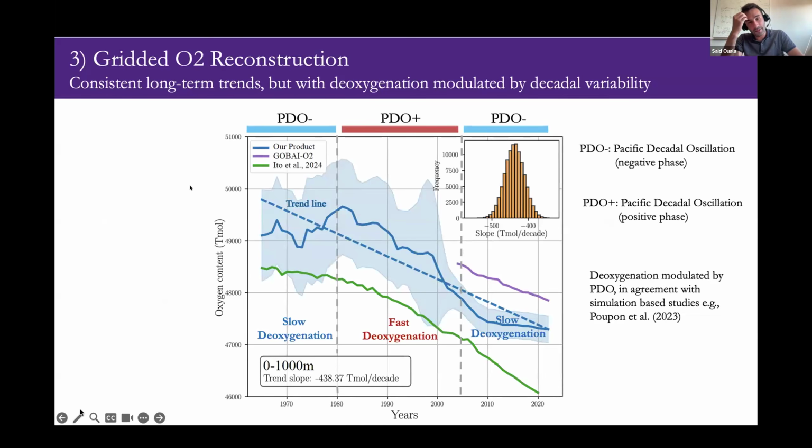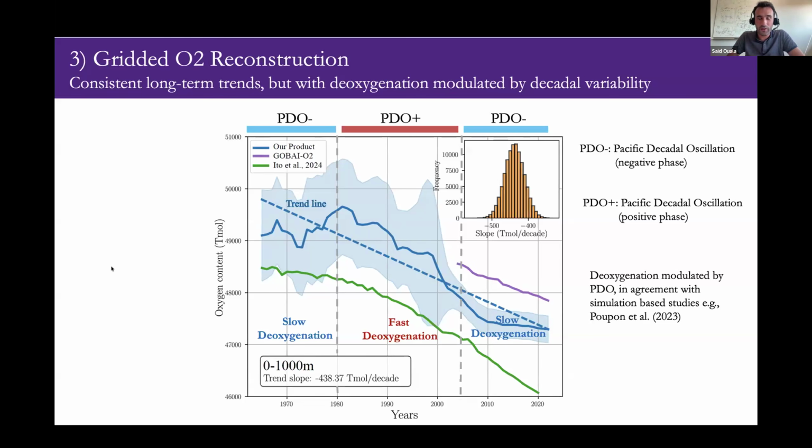And in the second phase, we also did a little bit of a qualitative comparison of our product to more recent reconstructions that are based on machine learning. So here in green, we have the new reconstruction of Ito et al. that uses machine learning, and also the GOBAI product by John. And what we are showing here is basically the oxygen content per year. And what we observed is that we are on the same level in terms of oxygen content and also in terms of deoxygenation.